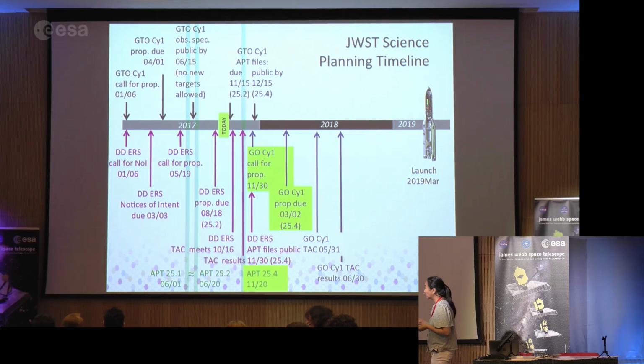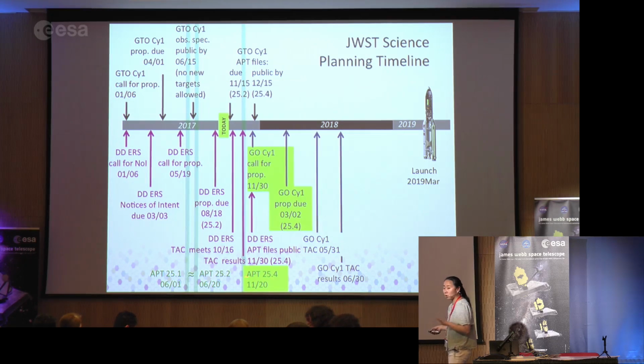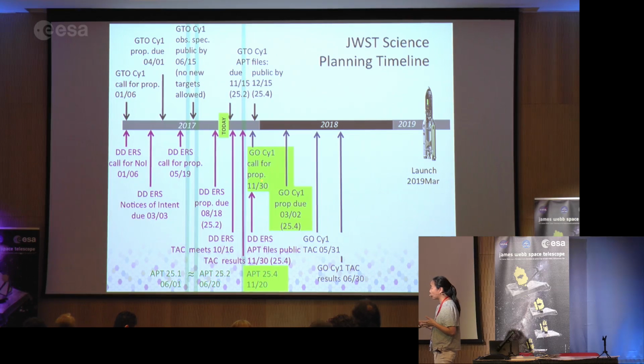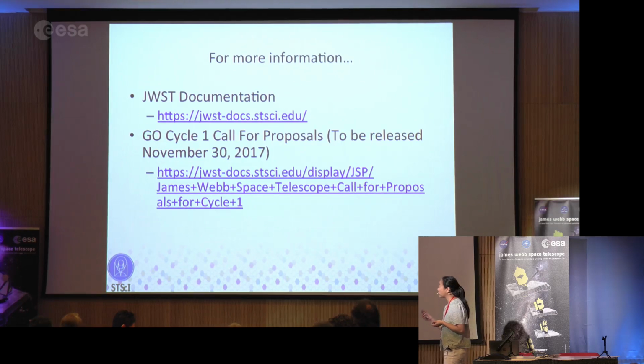The last thing I wanted to highlight is just the schedule for APT development. So here we are today, APT 25.4. The version of APT that you can use to submit your proposal will be available November 20th. This is 10 days before the JWST Cycle 1 call for proposals is released that Jeff discussed, and in advance of the due date for the proposals, which is March 2nd. And then, of course, for more information, please see the JWST documentation. And this is where the call for proposals will live once it's been released.